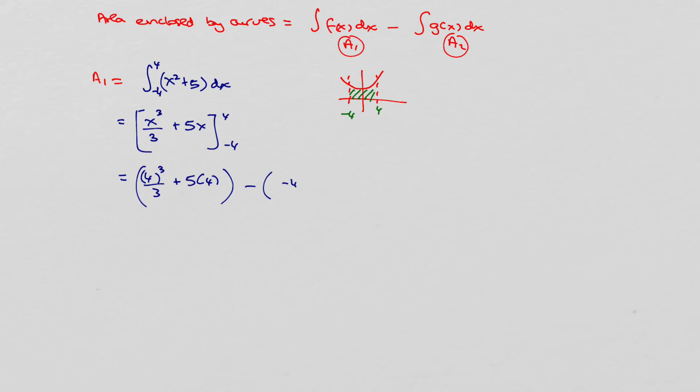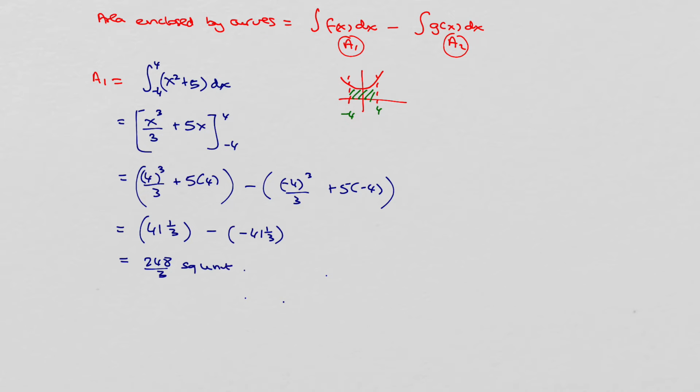And then again, be careful when you're subbing in minus 4, and watch your signs. Okay, so if I put that all into my calculator and simplify, I end up with 41 and a third minus 41 and a third, which gives me 248 over 3, or 82 and 2/3. And again, that's square units.